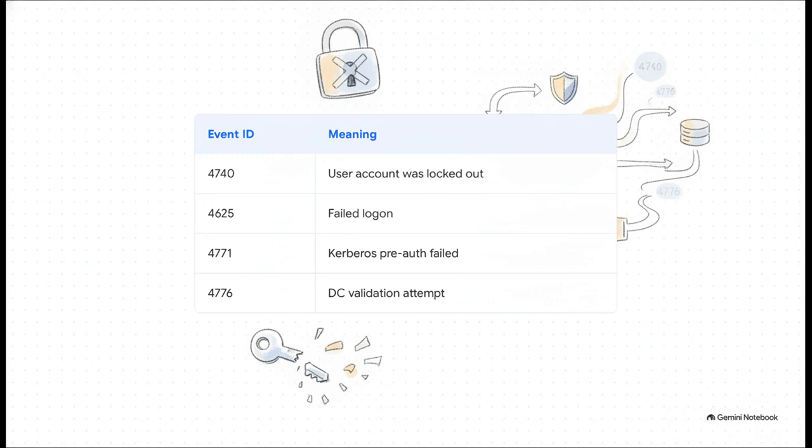Event 4625 represents a failed logon. Event 4771 tells us Kerberos pre-authentication failed. And event 4776 means the domain controller attempted to validate credentials. Correlating these 4 specific event IDs together gives you the complete picture. When you see a 4740 lockout event, cross-referencing it with the failed logon attempts and Kerberos failures that led up to it confirms exactly how and why the directory finally slammed the door shut on that account.